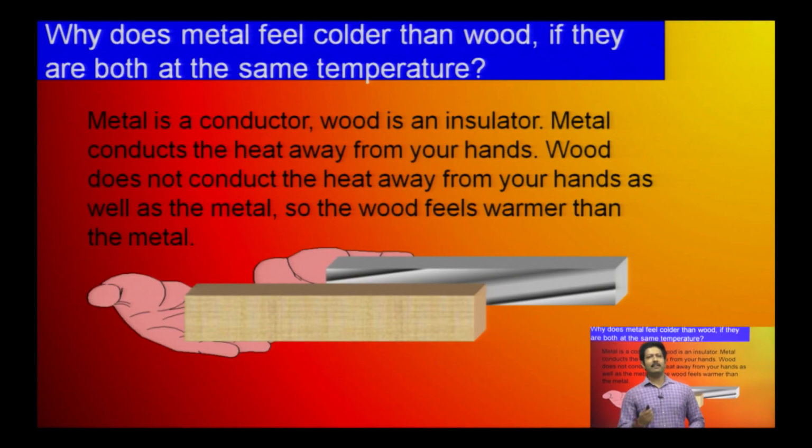See, why does metal feel colder than wood if they are both at the same temperature? The answer here is actually the same, and you can get it from the slide that we have just seen before. Metal is a conductor, wood is an insulator. Metal conducts the heat away from your hands. Wood does not conduct the heat away from your hands as well as the metal. So the wood feels warmer than the metal.